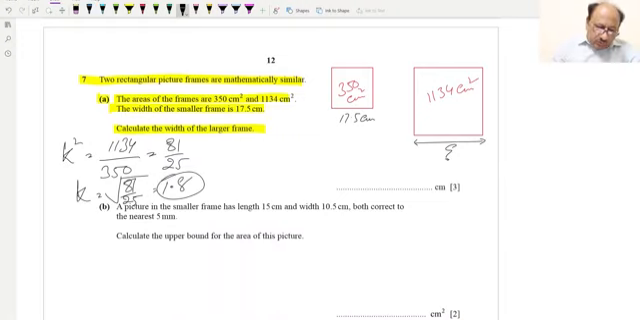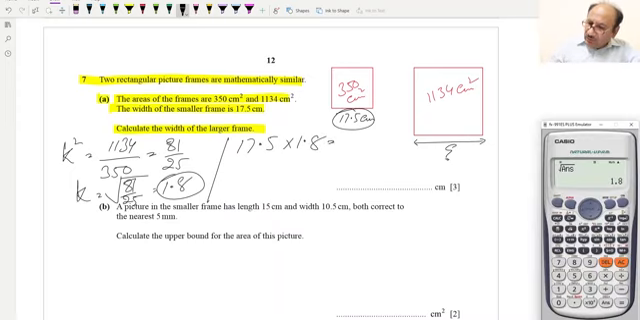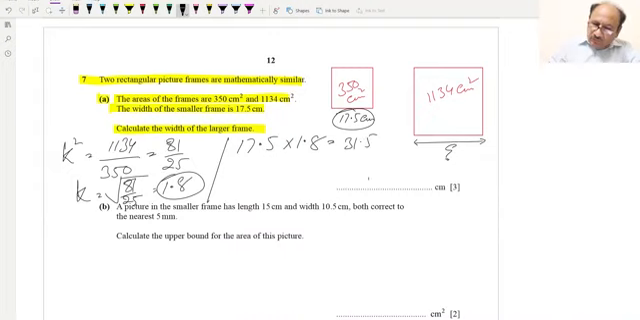For length we are using the k value, for area we are using k square, and for volume we are using k cube. Now this 17.5 will be multiplied by 1.8, and we will get the answer. Multiplying by 17.5 is equal to 31.5 centimeters. This will be the answer for 3 marks.